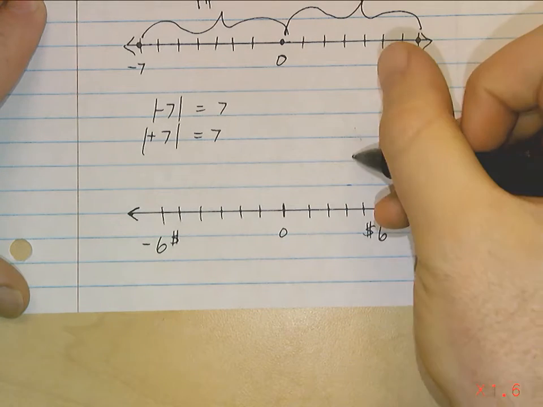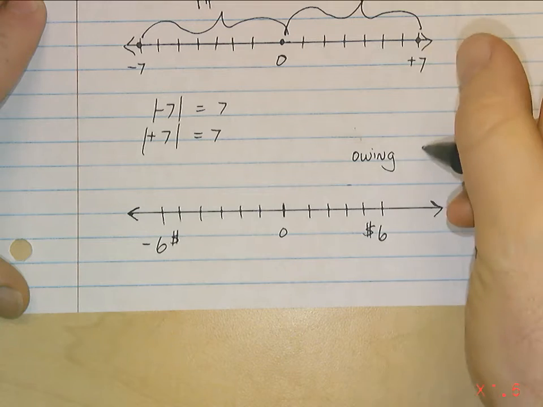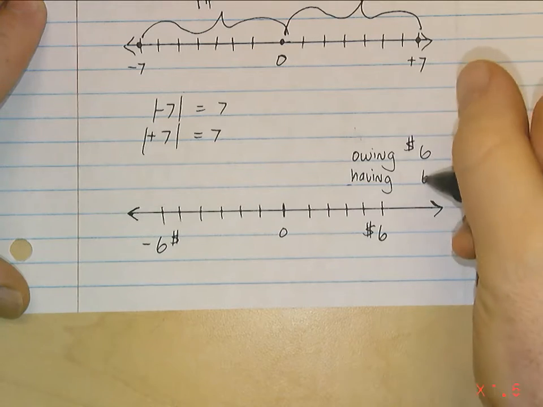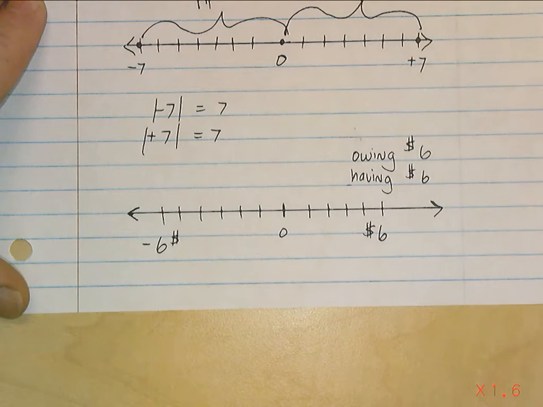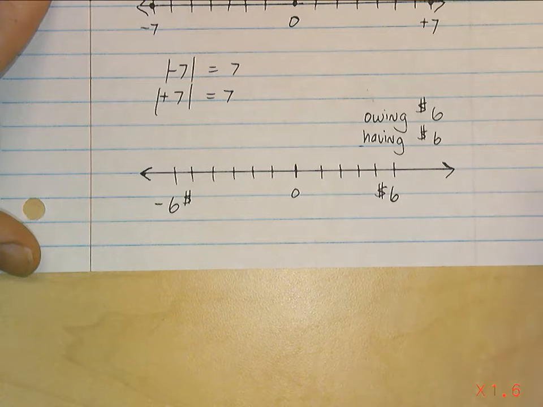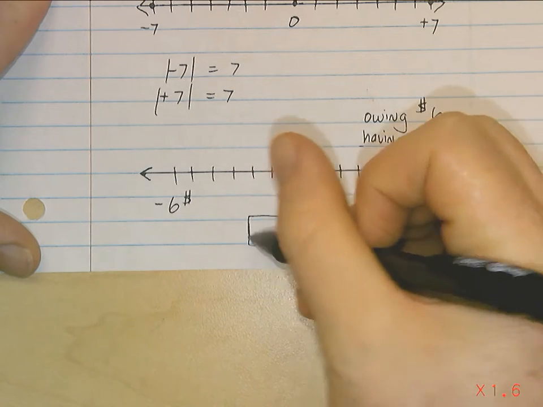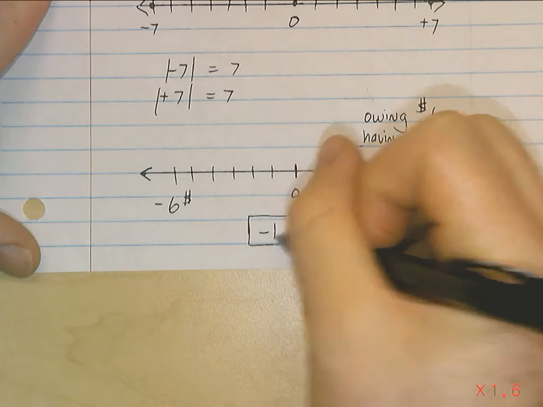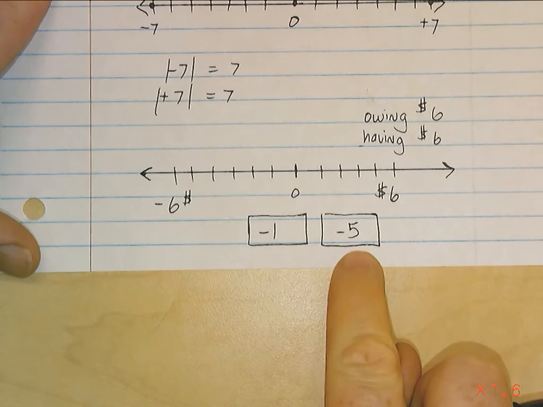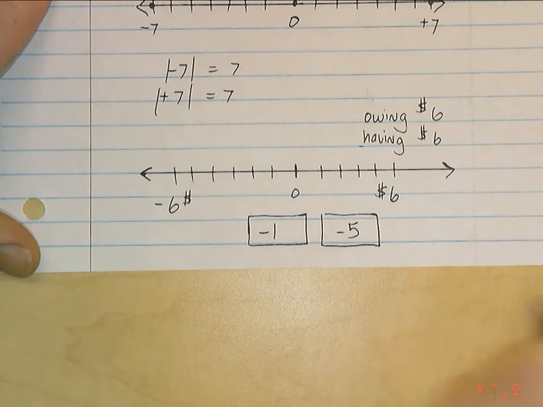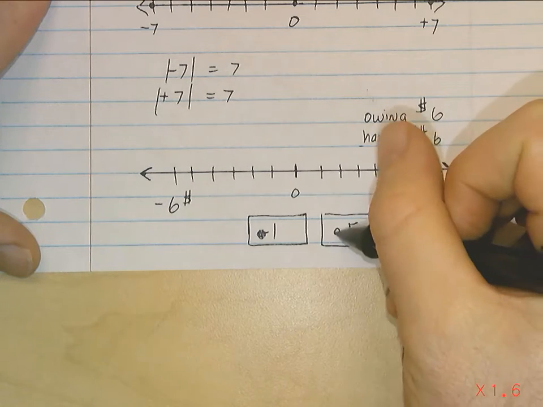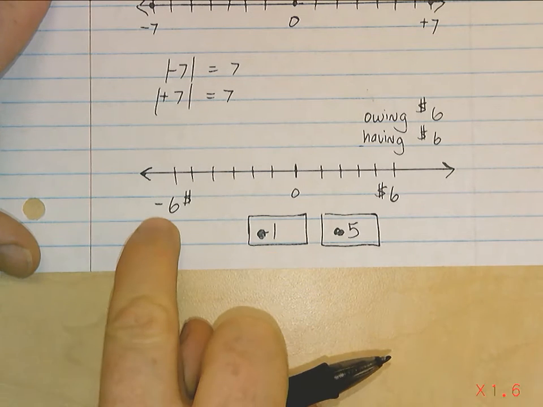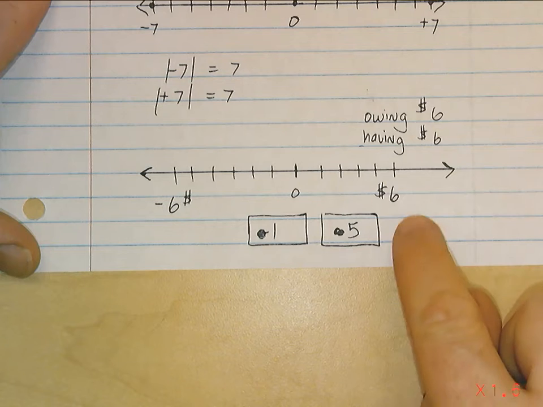But owing $6 and having $6 or earning $6, it's the same value. $6 is the same $6. You're not going to have a $1 bill and a $5 bill, and you're not going to have a negative 1 and a negative 5 on it to account for negative $6. That's not possible. There's no such thing as negative or positive on dollar bills. It's just $6. If you owe it, it's negative. If you have it, it's positive.